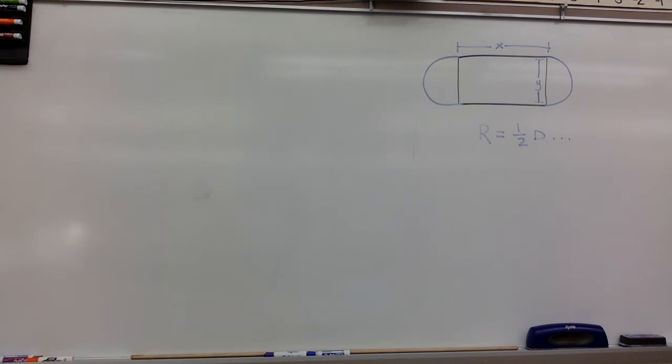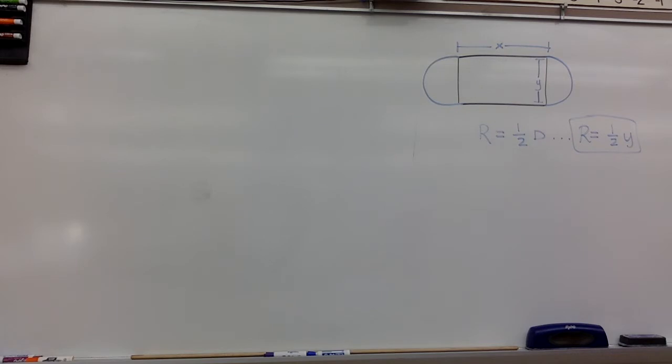Because we don't have the letter D, what do we have? We have Y. So the radius is going to equal what? 1/2 of Y. Okay? That's what's important for part B to start out, that the radius is going to equal 1/2 of Y.